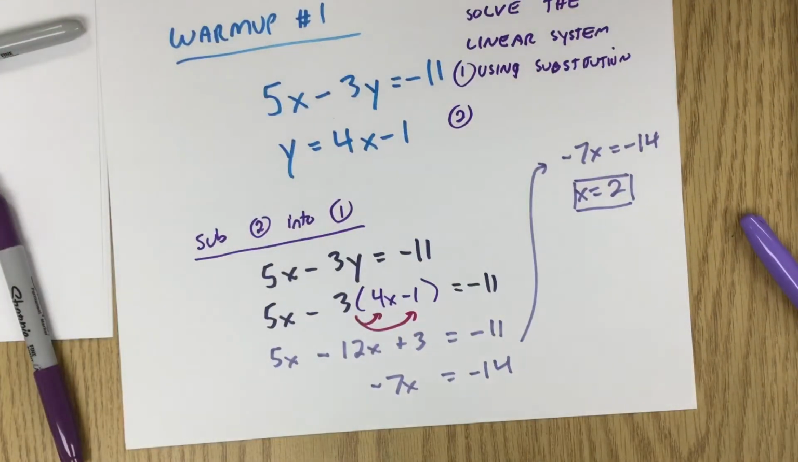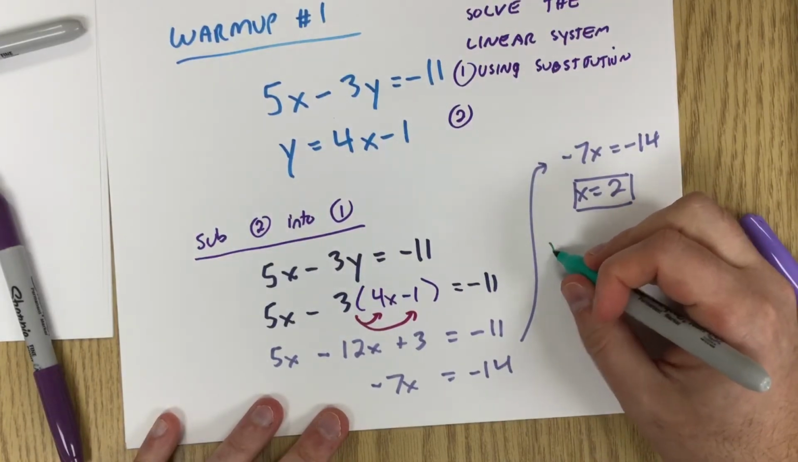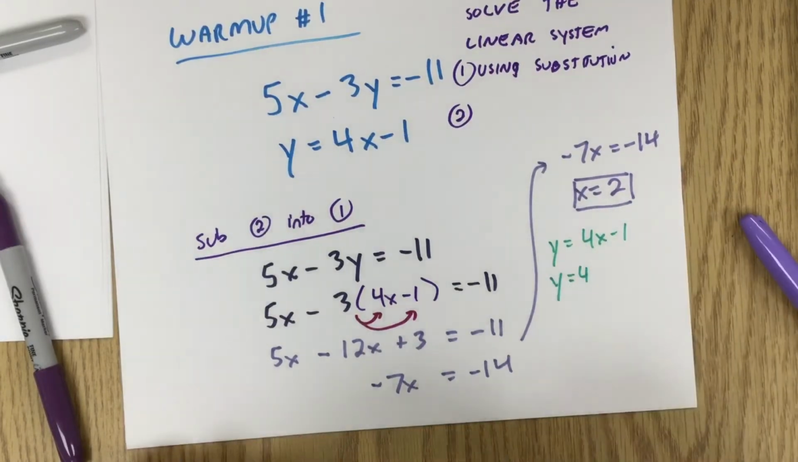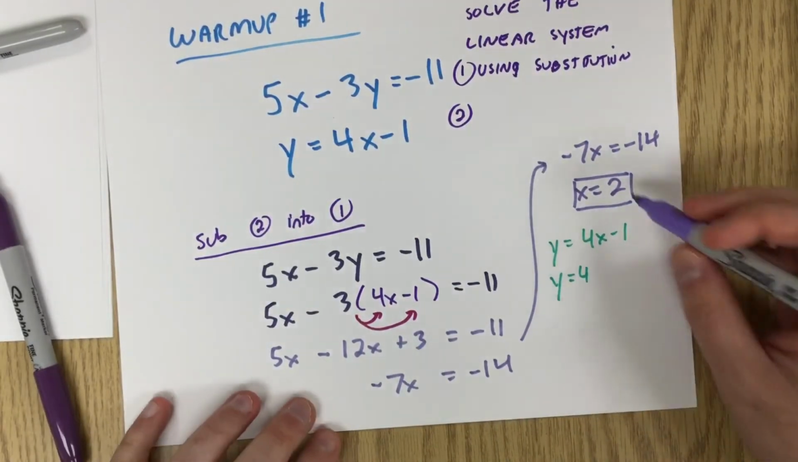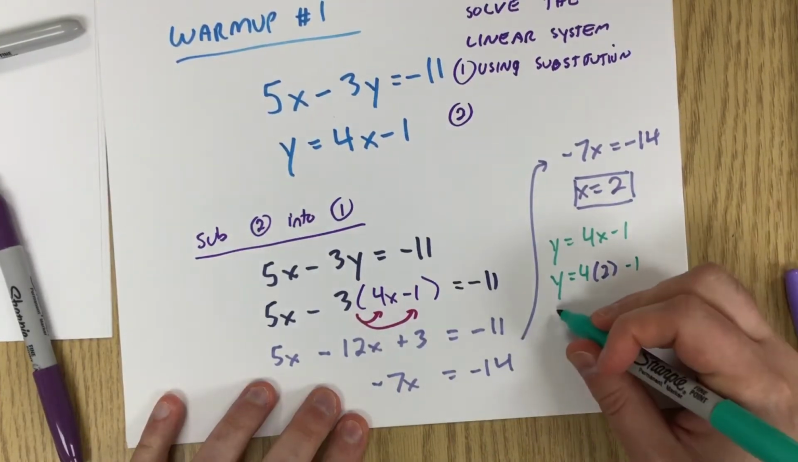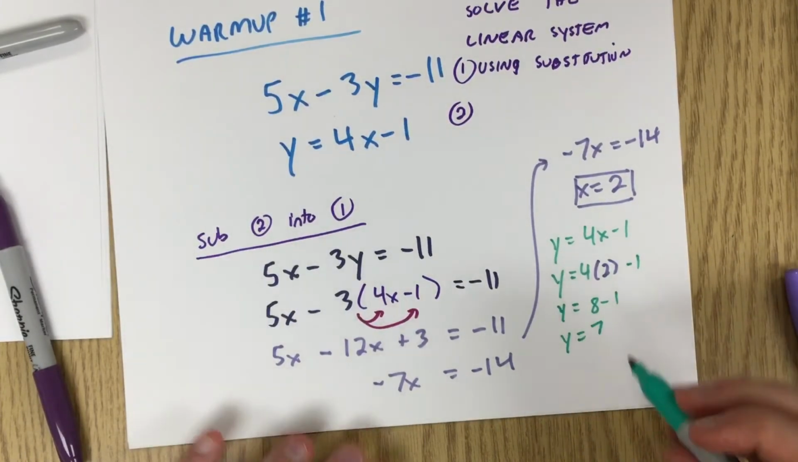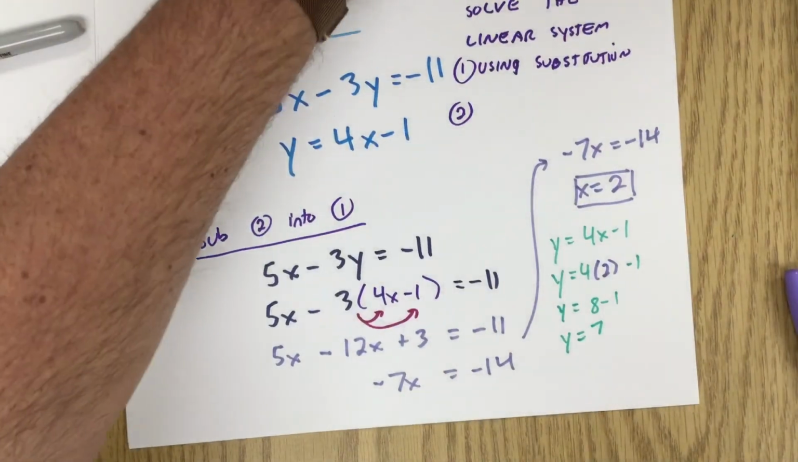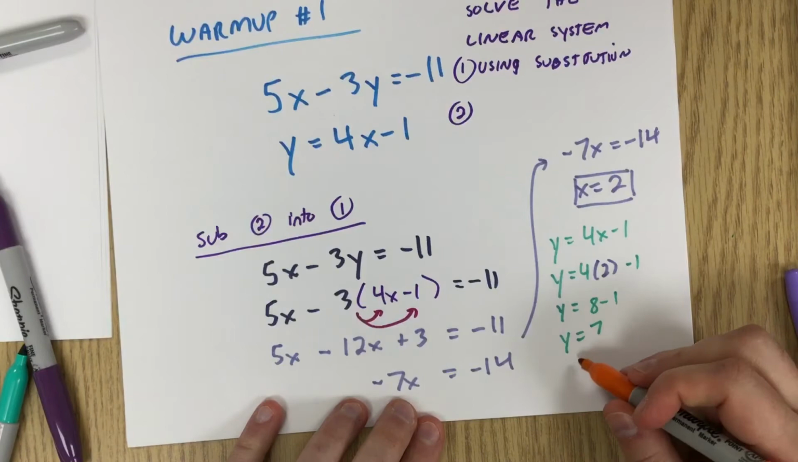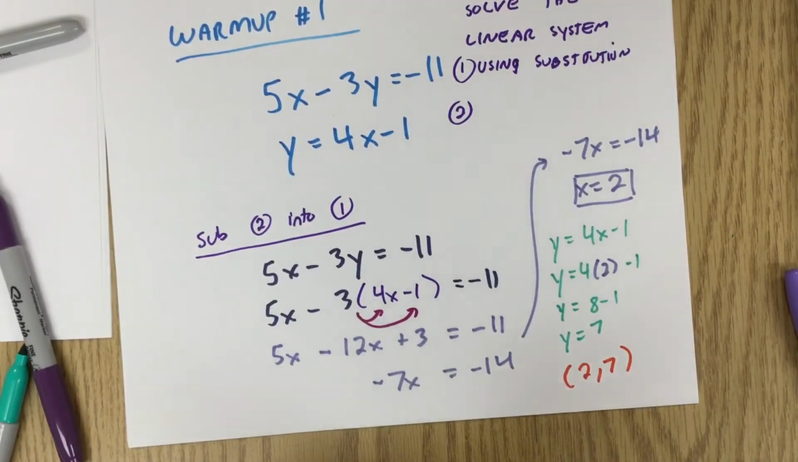X equals 2. We could then sub the 2 back into there. So we know that y equals 4x minus 1. But instead of x, what are we going to write? Well, x is 2, and it goes in a bracket, minus 1. So y equals 8 minus 1, and y equals 7. And putting it all together, the solution to the linear system is x is 2 and y is 7.